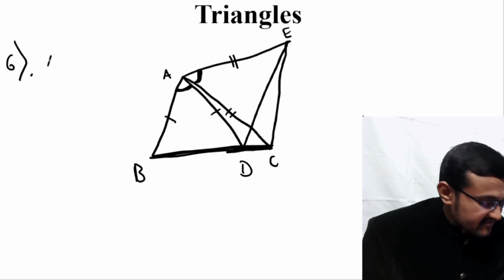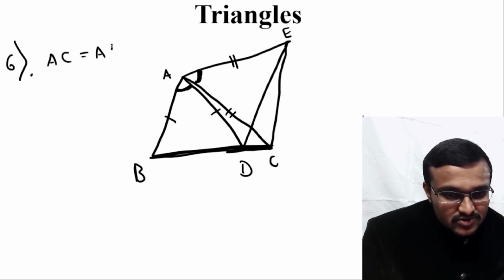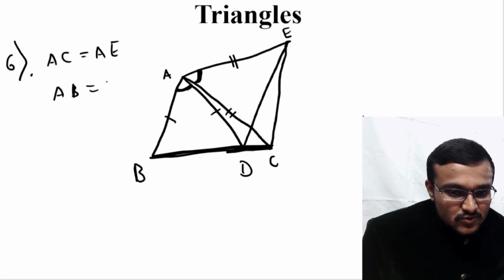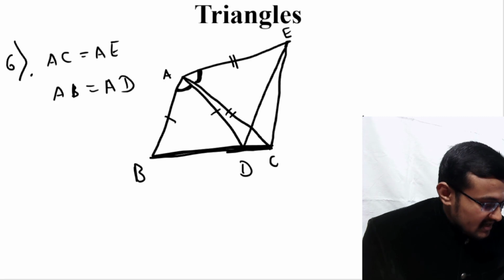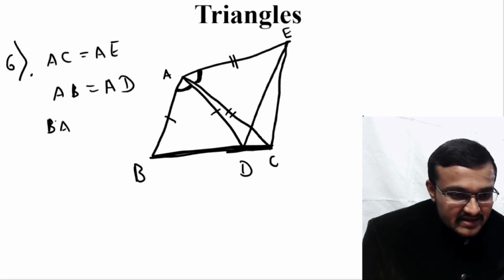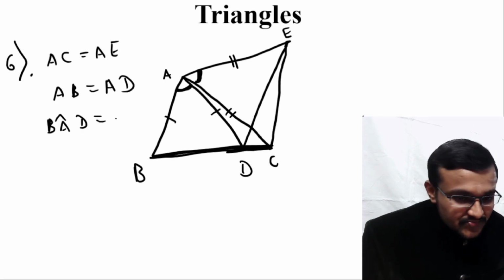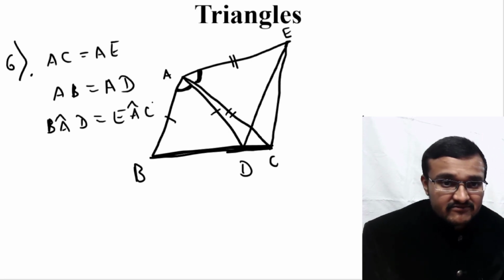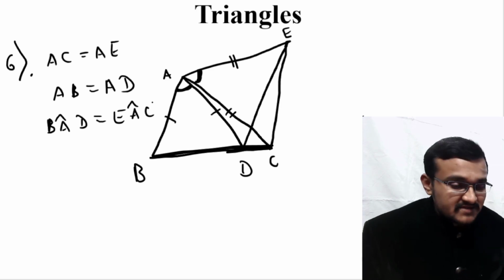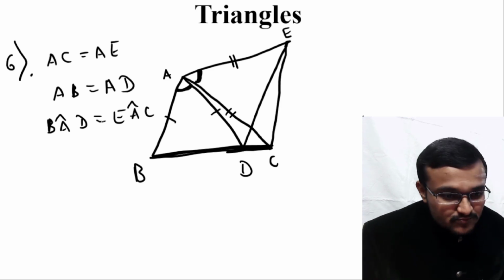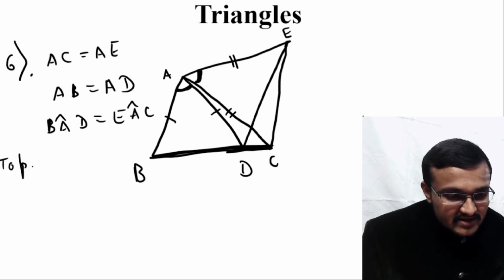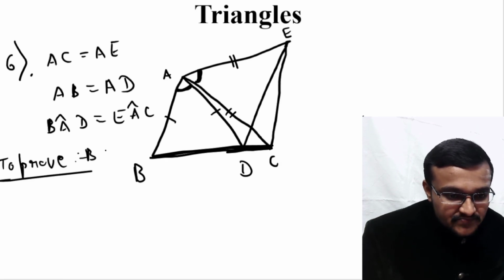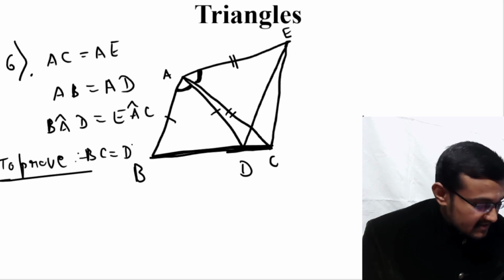So what all things have they given here? They have given AC is equal to AE, AB is equal to AD, and BAD is equal to EAC. So these are the three data which they have given in this particular question. Based on this, you have to prove that BC is equal to DE.